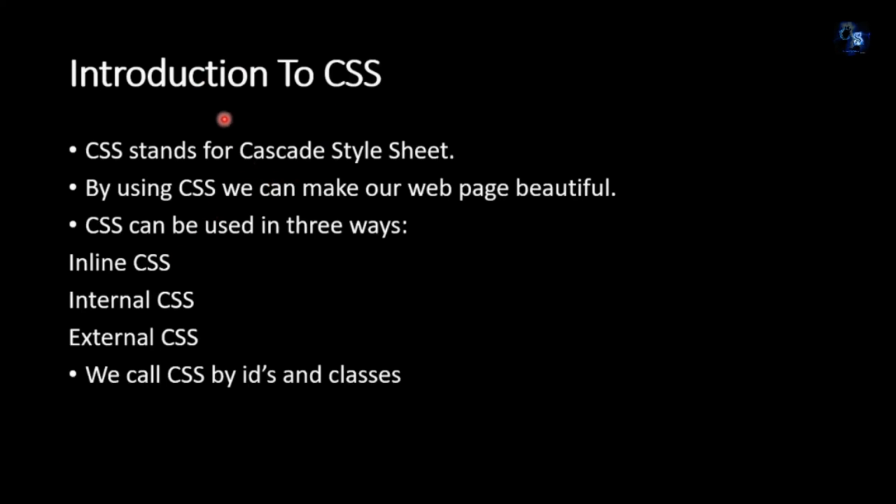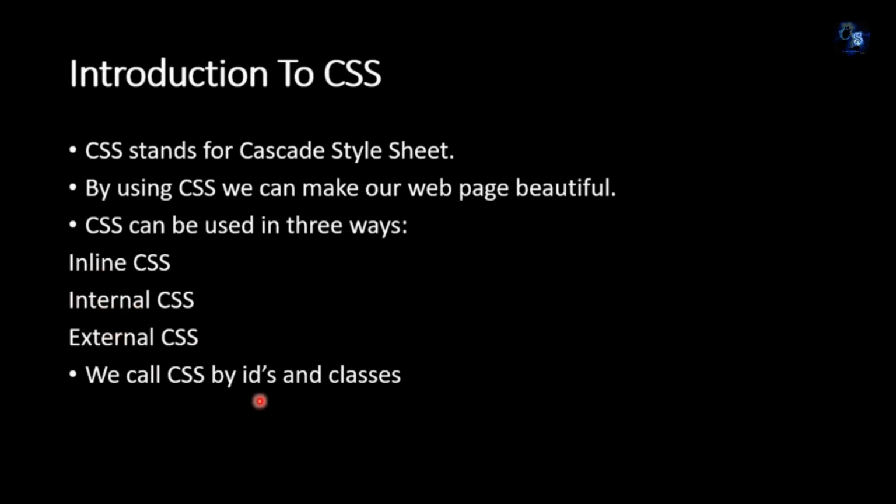Now I will discuss the introduction to CSS. CSS stands for Cascading Style Sheets. By using CSS, we can make our web page beautiful. If you want to add color to your web page, then you need to use CSS. You can add different types of colors to your web page by using CSS. CSS can be used in three ways. One is inline CSS, the second is internal, and the third is external CSS. Later I will discuss inline, internal and external CSS.